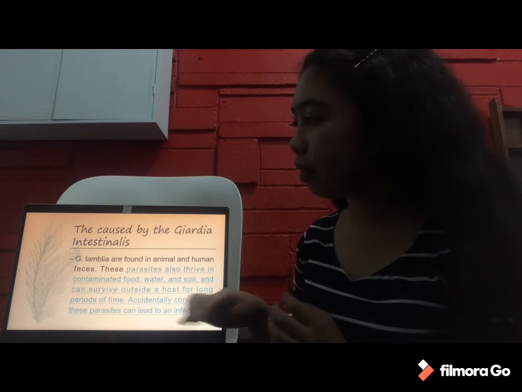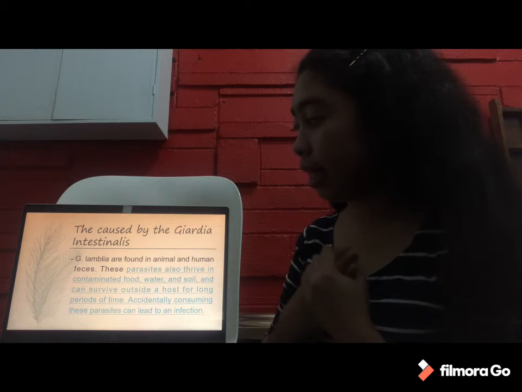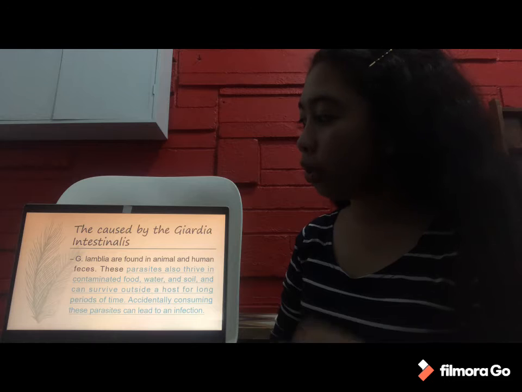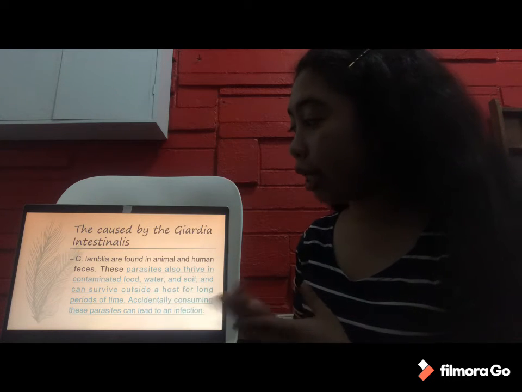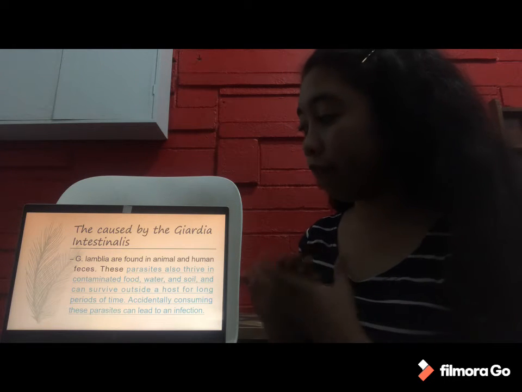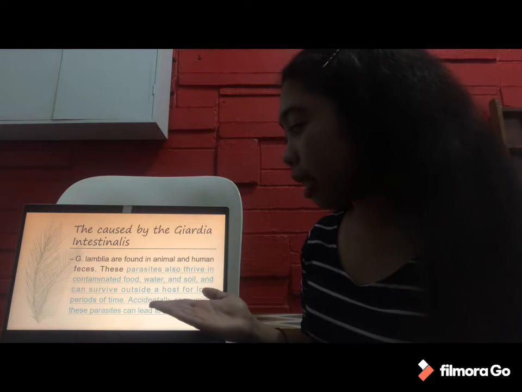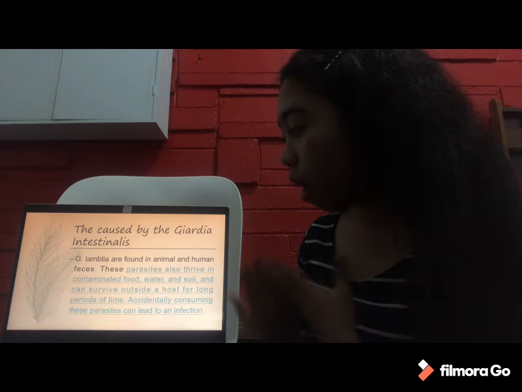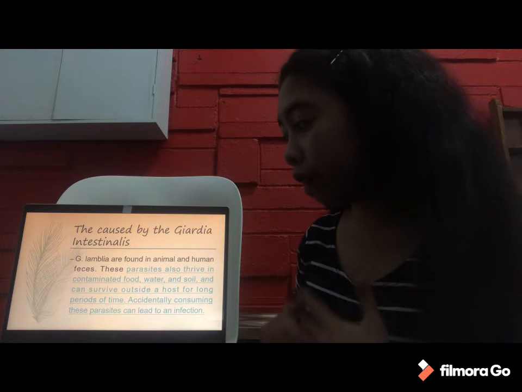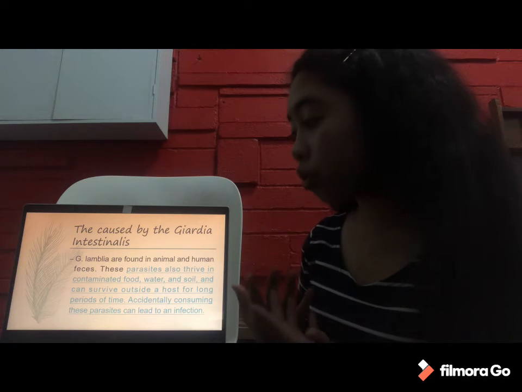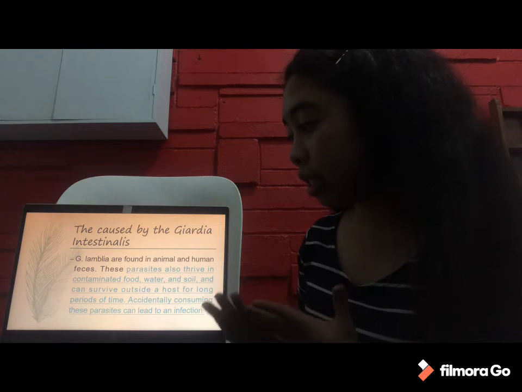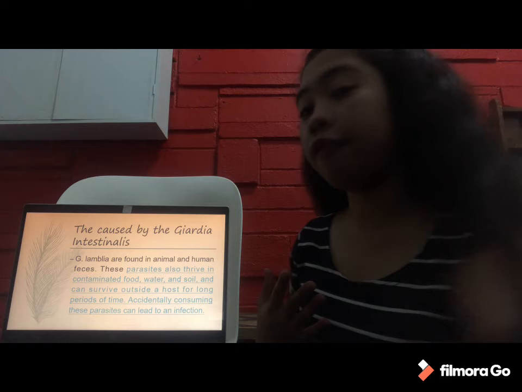So next is the cause of Giardia intestinalis. So the Giardia parasites are found in the feces of animals and humans. This parasite also thrives in contaminated food, water, and soil, and can survive outside the host for long periods of time. Accidentally consuming these parasites can lead to infection.